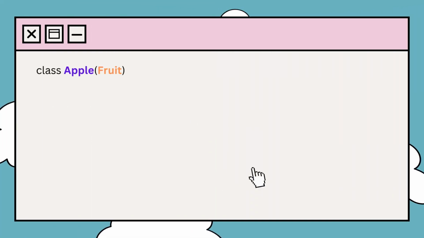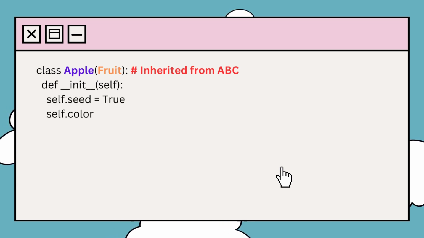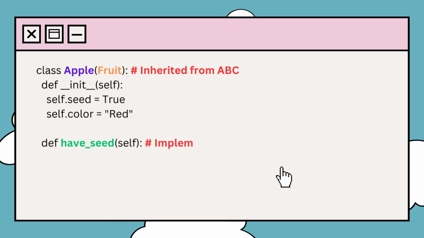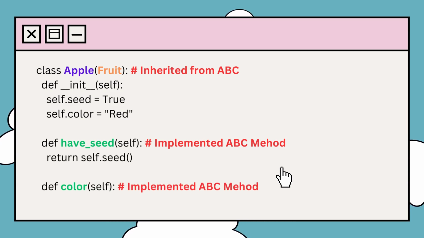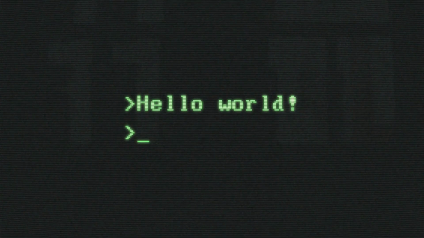Once you've defined your ABC, it's time to create concrete subclasses. These subclasses will inherit from the ABC and implement the required methods. This ensures that all subclasses share a common structure while allowing flexibility in individual implementations.